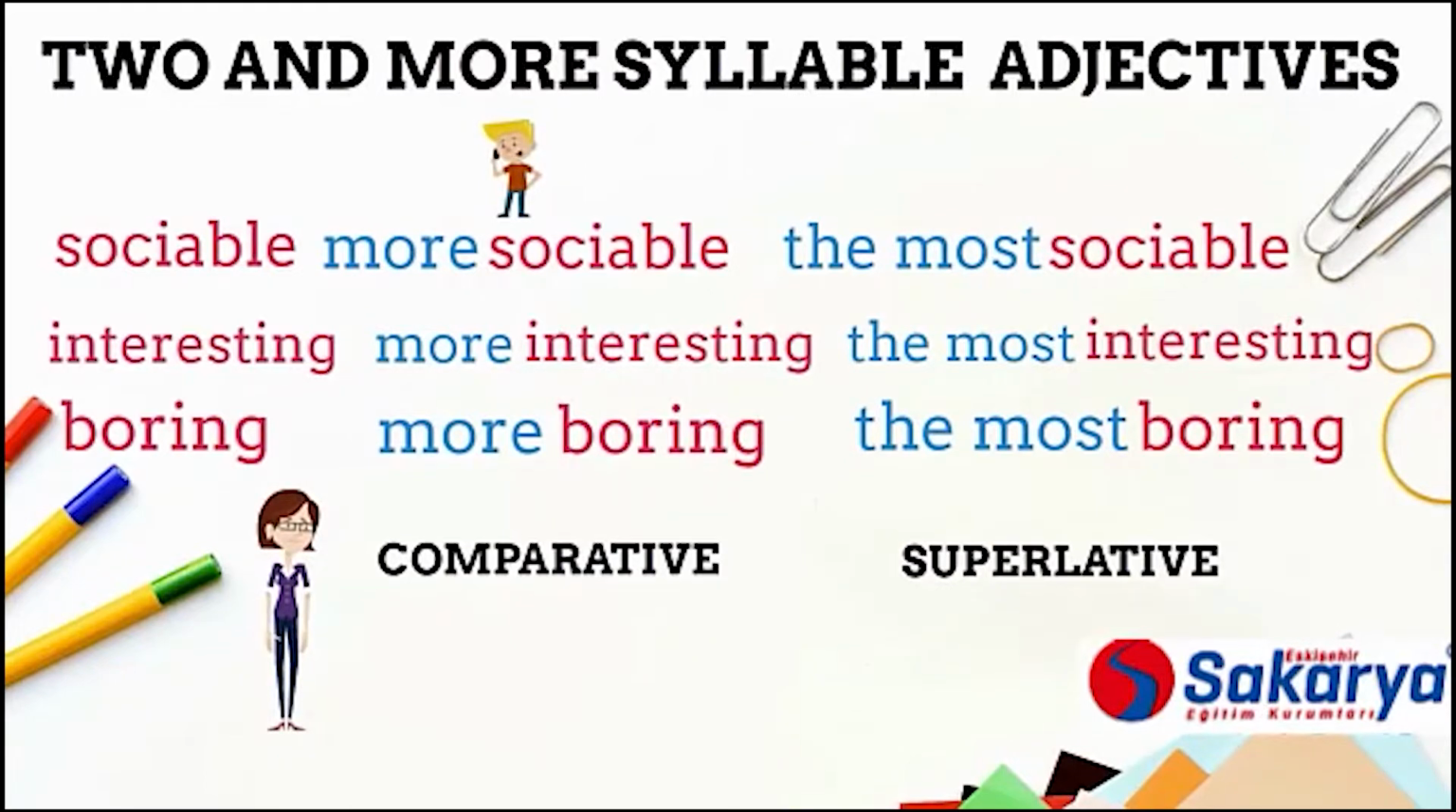Okay, more examples. Sociable, more sociable, the most sociable. Interesting, more interesting, the most interesting. Boring, more boring, the most boring. Okay, don't forget, with two and more syllable adjectives, we will use the most, like when we used more with comparatives.